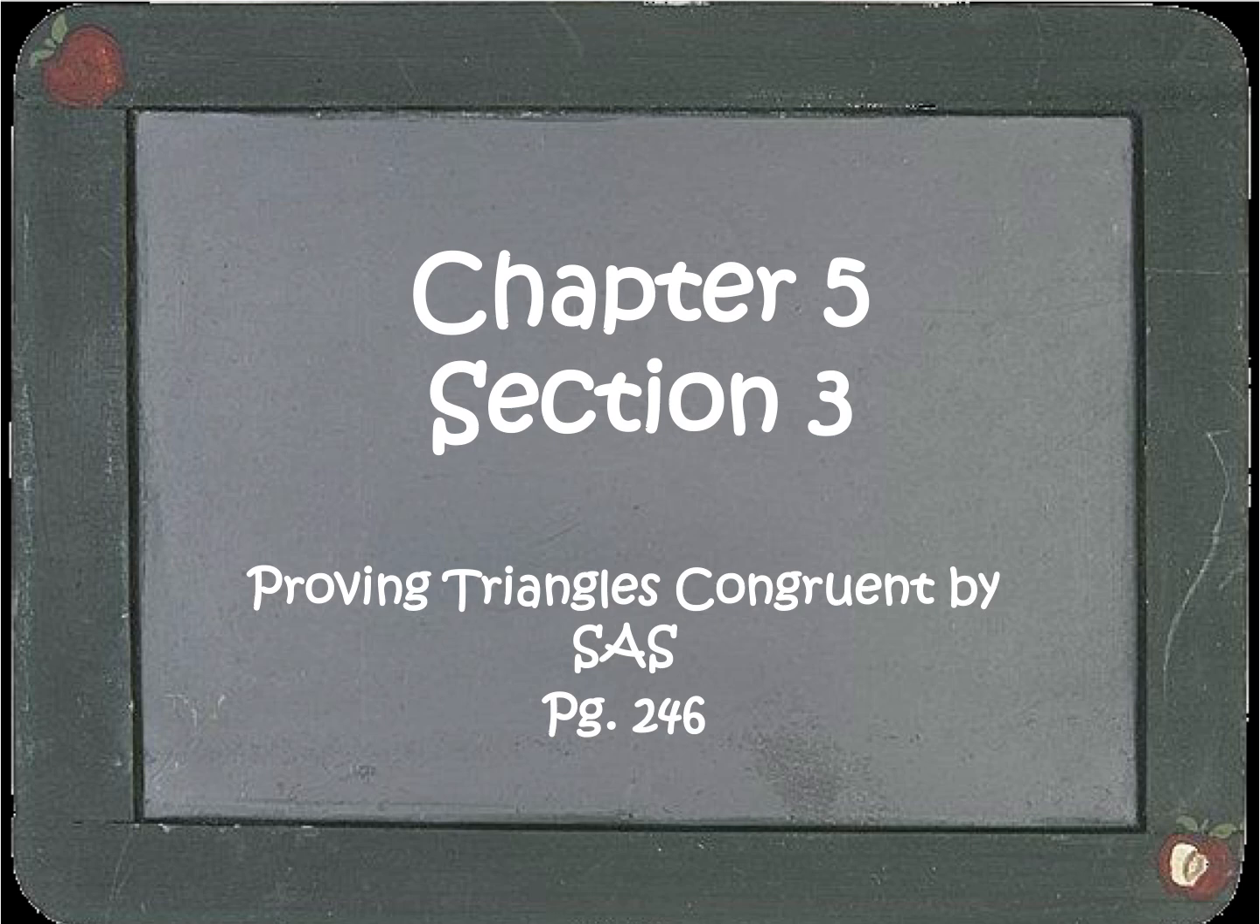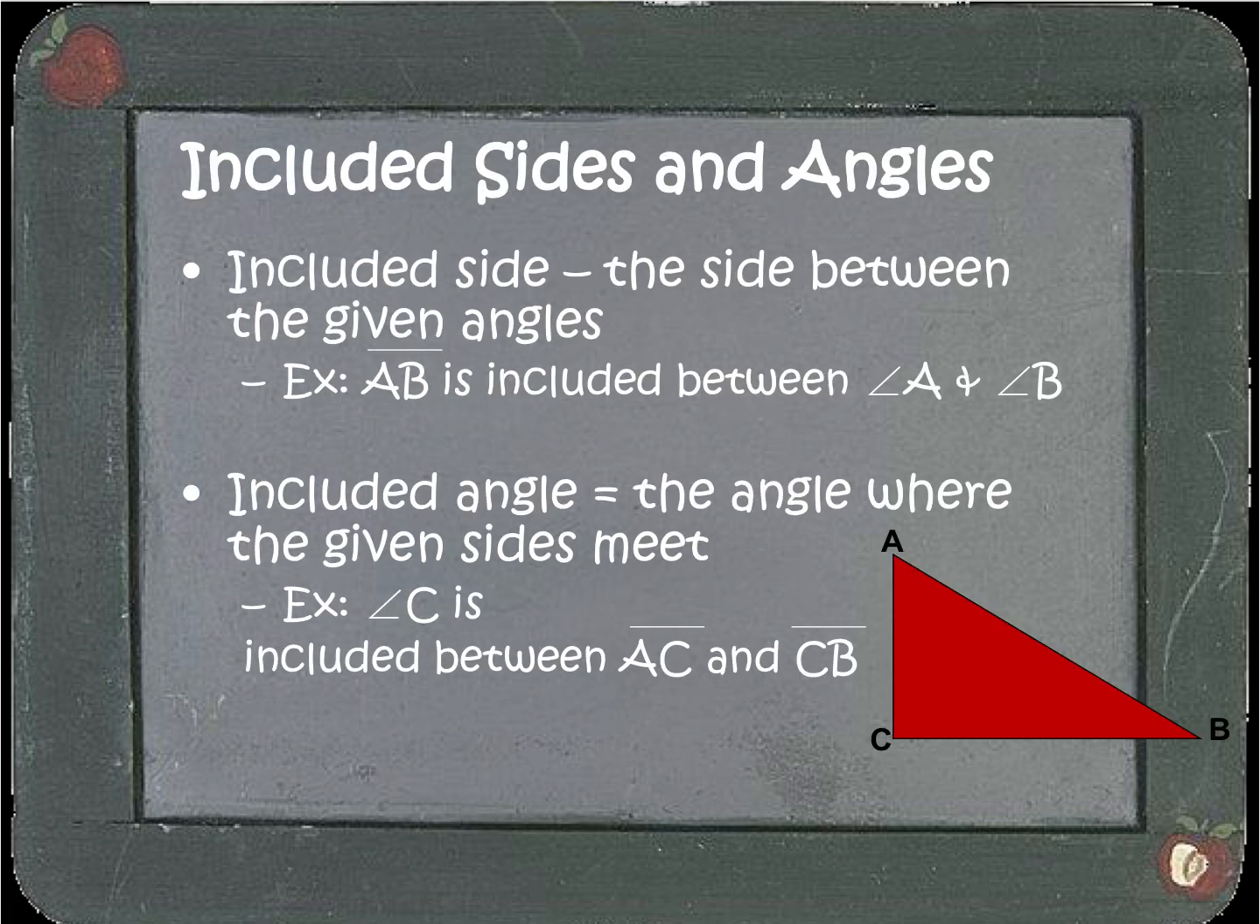We are on Chapter 5, Section 3, Proving Triangles Congruent by SAS. If you're not sure what that means, it means side, angle, side. So last lesson we proved that triangles are congruent by stating all three sides and all three angles. For this lesson, side, angle, side, you only need a side, the included angle, and the side to be congruent.